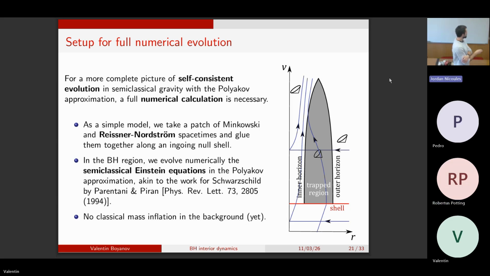And much like, well, if you look at the literature, there's a similar calculation done, but for a Schwarzschild background rather than a Reissner-Nordström one, from the 90s. We do the same, but with a Reissner-Nordström background. And for now, we don't consider classical perturbations, which would lead to mass inflation on top of this picture, but we will want to do that in the future.